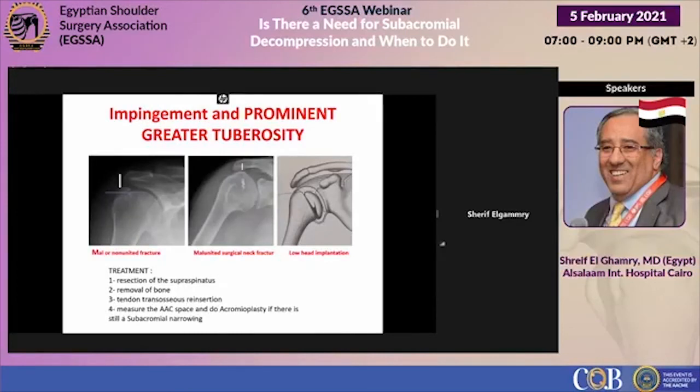In case of prominent greater tuberosity due to malunited or non-united tuberosity fracture, malunited surgical neck fracture, and in case of low head implantation, treatment is done by arthroscopic resection of the supraspinatus from the tuberosity and removal of the head overriding bone, followed by transosseous reinsertion of the tendon and subacromial decompression if the space between the anterior acromion and the tendon is less than 12 millimeters.